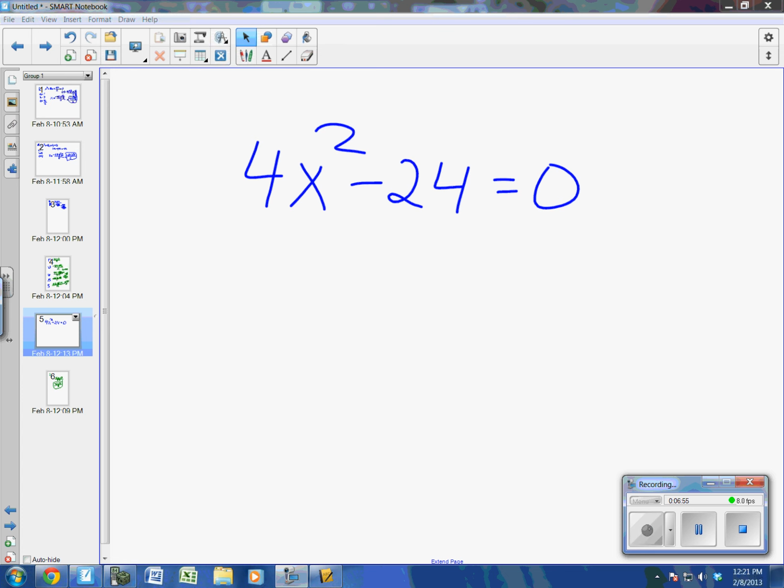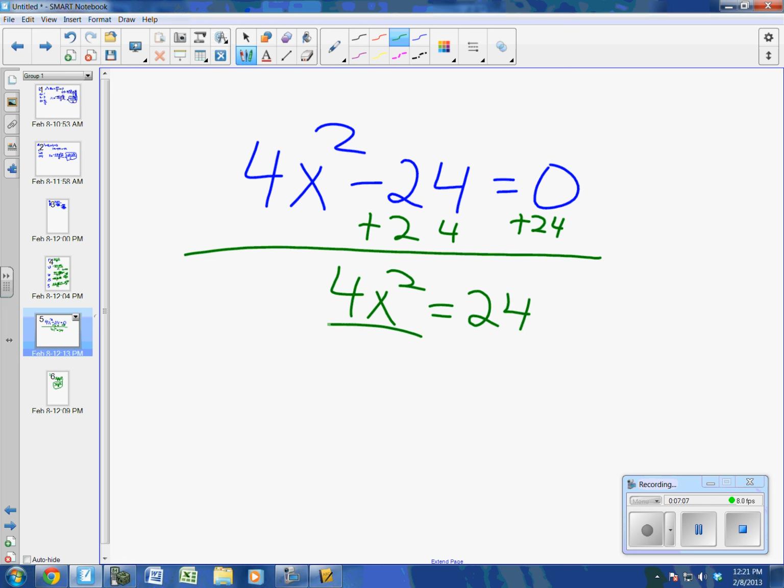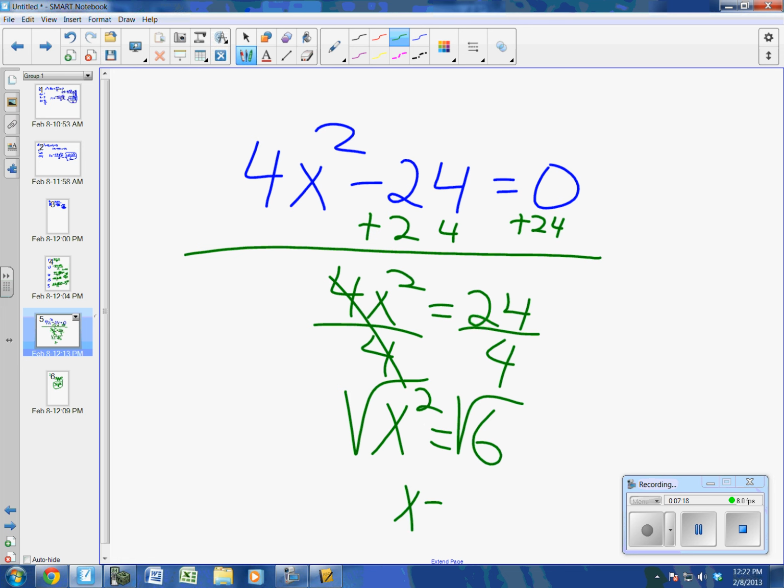Okay, all right. The best way to do this one is by getting x squared by itself. So we're going to add 24 to both sides, and we're going to get 4x squared equals 24. And then we're going to divide by 4. Those are going to cancel out. We're going to get x squared equals 6, right? And then we're going to square root both sides. And we're going to get x equals plus or minus the square root of 6.